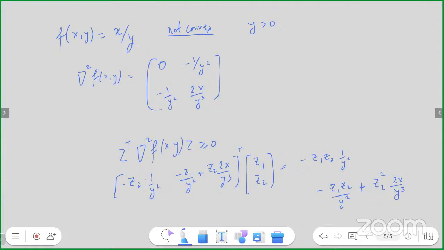Now, what can you say about this being greater than or equal to 0, or not being greater than or equal to 0? We in fact want to prove that this is not true, that x by y is not convex. So can you produce a z1, z2 for which this is not positive? If you can show negative, that's good enough.